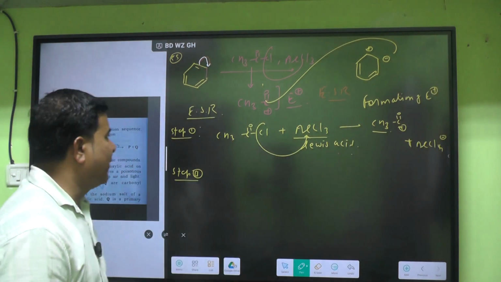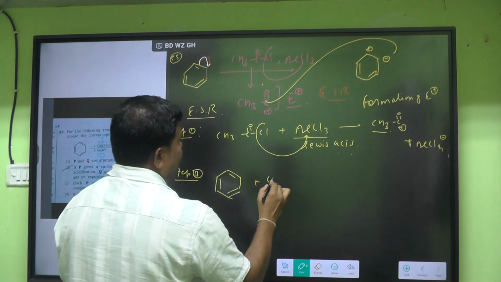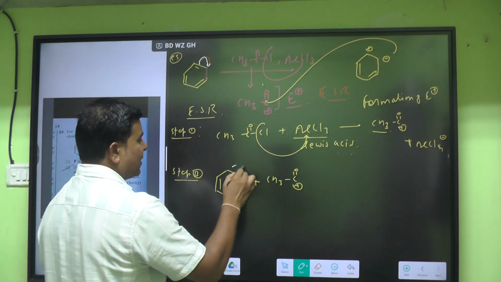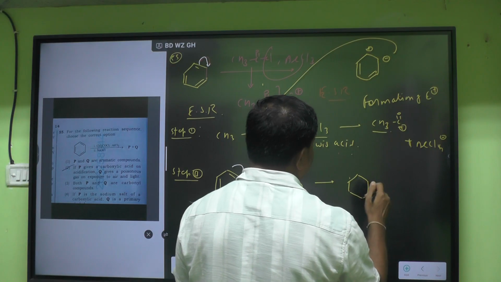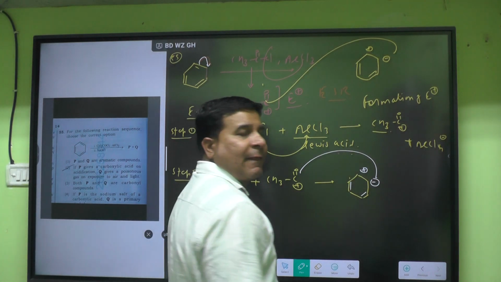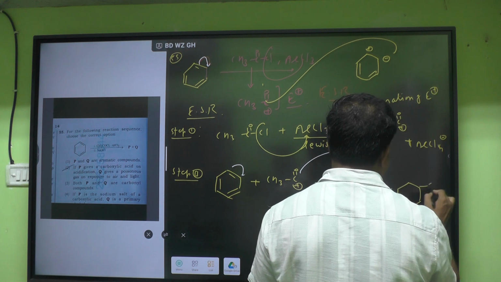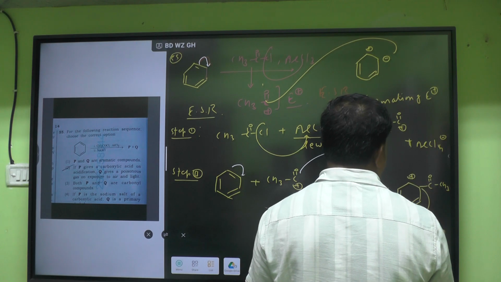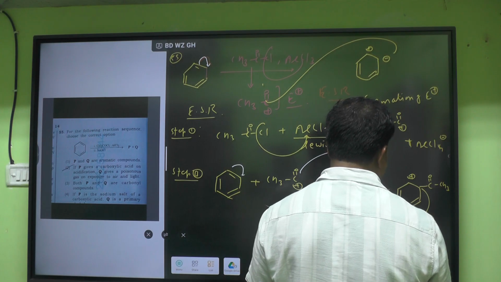Now second step, attack of electrophile on the ring. Here the CH3 C double bond positive charge species attacks. After shifting of this bond, we get this structure: here negative charge, here positive charge, here double bond, double bond. So CH3CO attacks on this, forming the sigma complex intermediate, a non-aromatic species. What is the hybridization here? sp3.